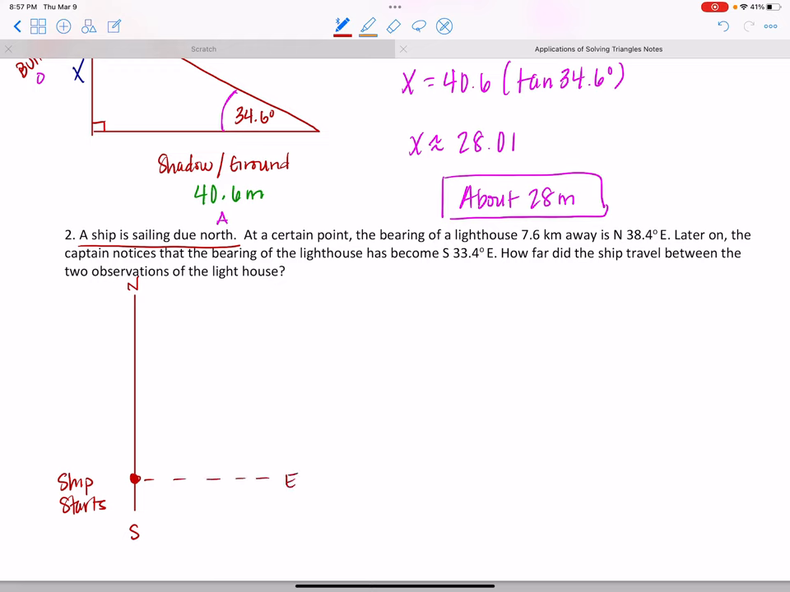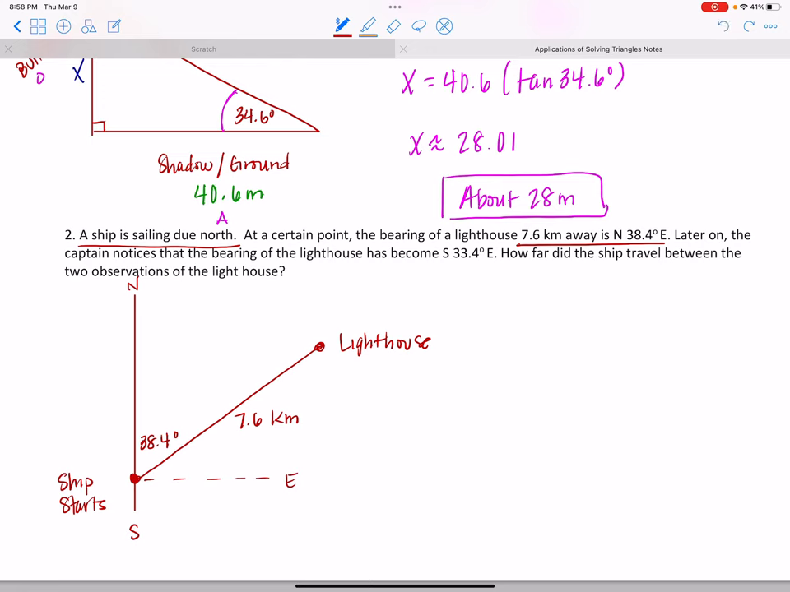So I'm going to call that east. So my lighthouse, again, 38.4 degrees, something like this. The lighthouse is going to be out here, and again, it's 7.6 kilometers away. And this was a north 38.4 degrees east angle. So there is the first part of it. We're sailing due north, and we've got this component taken care of. Now this ship is still traveling due north.